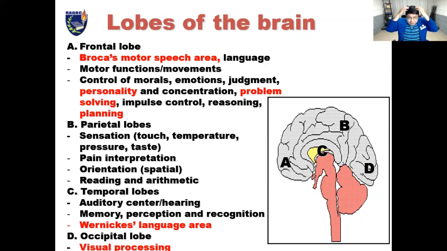For the parietal lobe, okay, so you have SPOR: sensation of touch, temperature, pressure, and taste, pain interpretation, orientation as to space, and we term that spatial orientation, reading, and arithmetic, okay? For the temporal lobe, you have the auditory center for hearing, memory, that's why you always say, let me think about it, okay? Perception and recognition, and of course your language, Wernicke's language area, which is responsible for the processing of information for you to understand messages, okay? Now, the occipital lobe is responsible for visual processing. Okay, let's move on.